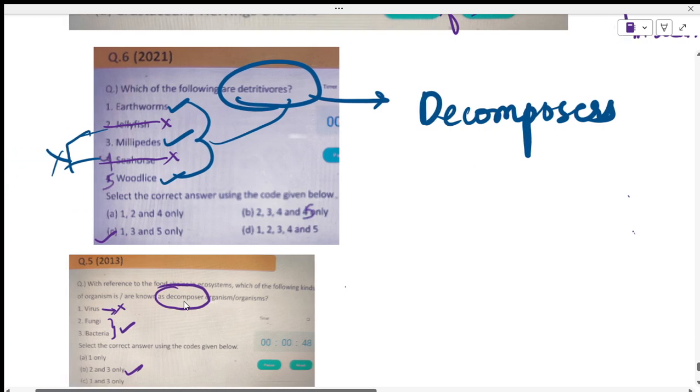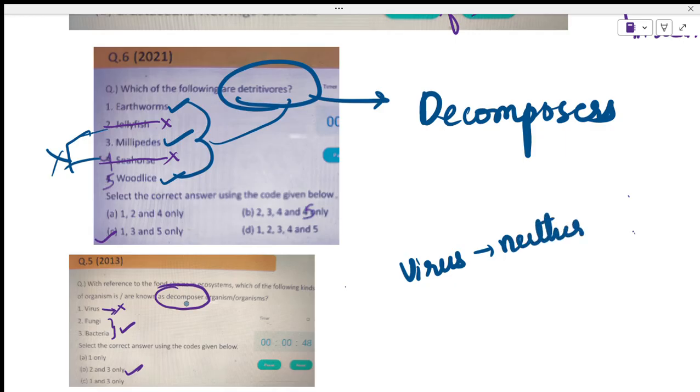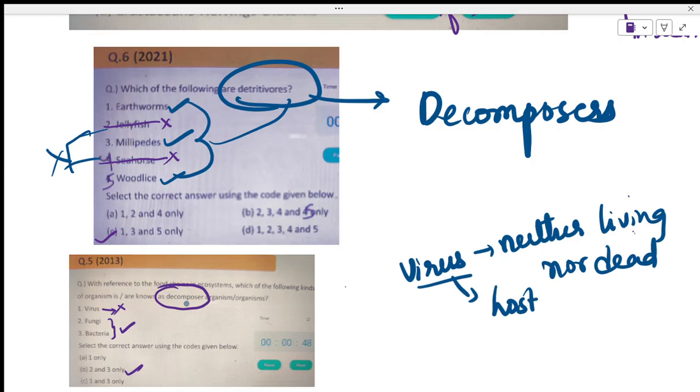So decomposers. So virus, neither living nor dead. And virus needs something called a host to replicate. Okay. And virus cannot decompose. So the only things which can decompose are bacteria and fungi.